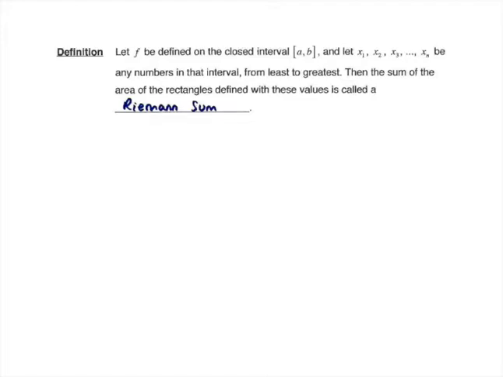So the first definition is for a Riemann sum. Let f be defined on the closed interval and let x1, x2, x3, etc. be any numbers in that interval from least to greatest. Then the sum of the area of the rectangles that can be defined with these values is called a Riemann sum. We'll see that in the following example.